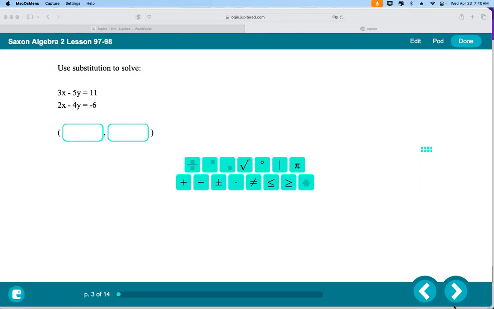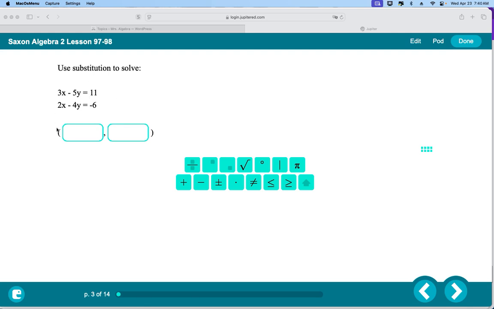Good morning, Abby. So the point of today's lesson, lesson 97, is that sometimes substitution is not easy to find. Sometimes we get a number that's not an easy number to substitute. And so we have to use some type of a complex number to use substitution to solve. So we have to manipulate more than normal.